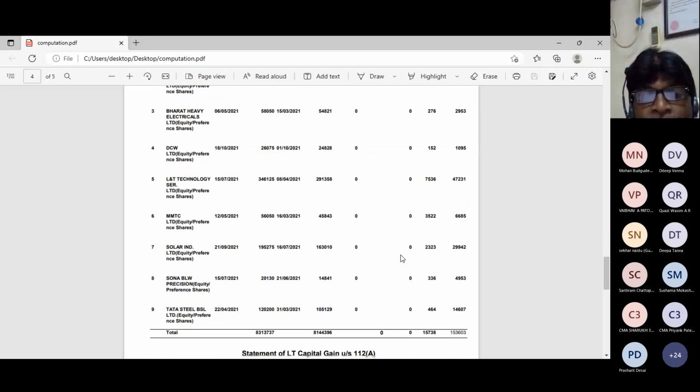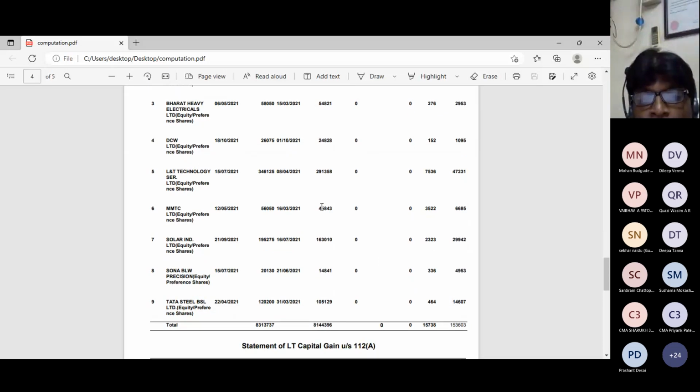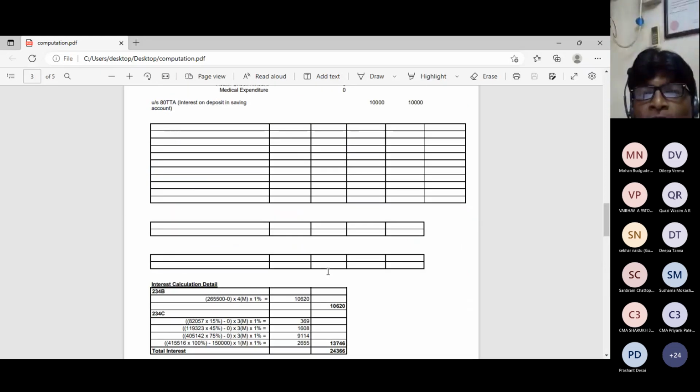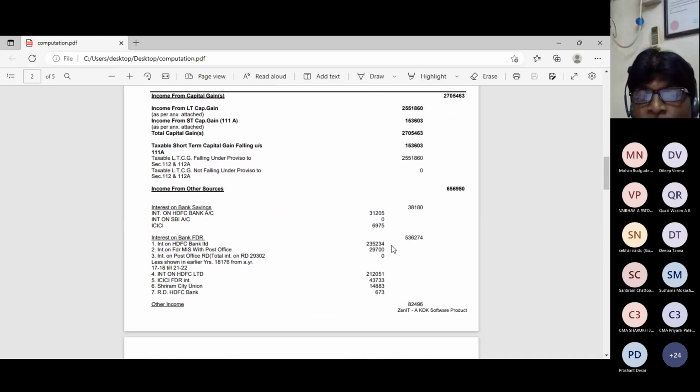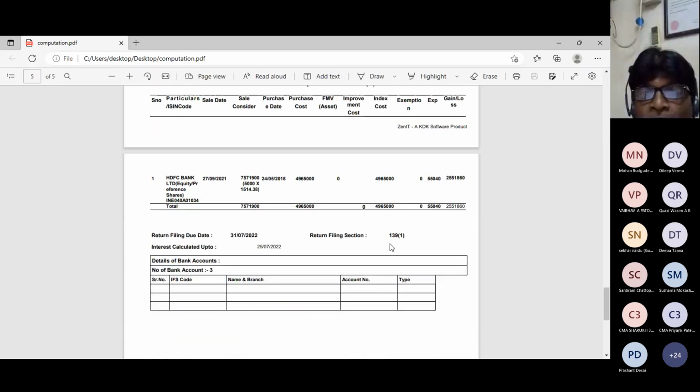And likewise, he has sold 9 scripts, resulting in a short-term capital gain of total 1,53,603. As per this calculation, we have included this amount here, which is taxable short-term capital gain falling under section 111A, 1,53,603, which matches with the computation of the short-term capital gain.